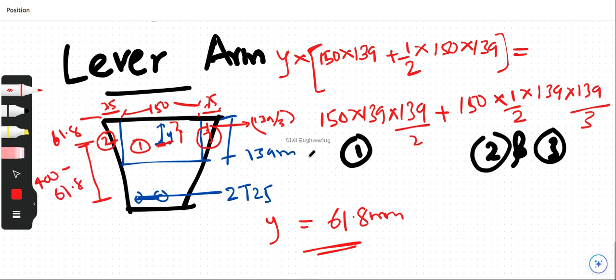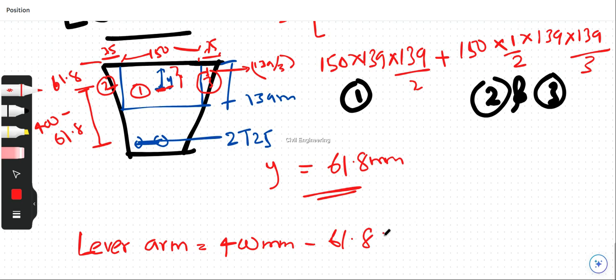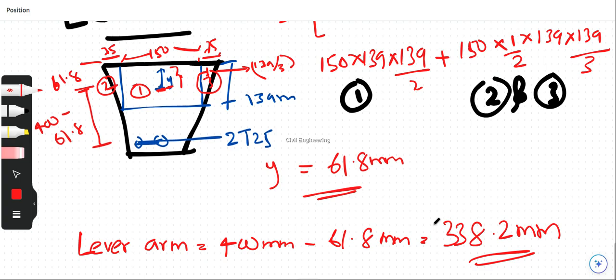Then we can take the lever arm as this part, that is equal to 400 minus 61.8. So the lever arm is equal to 400 millimeters minus 61.8 millimeters, that is 338.2 millimeters. This is the lever arm of the section.